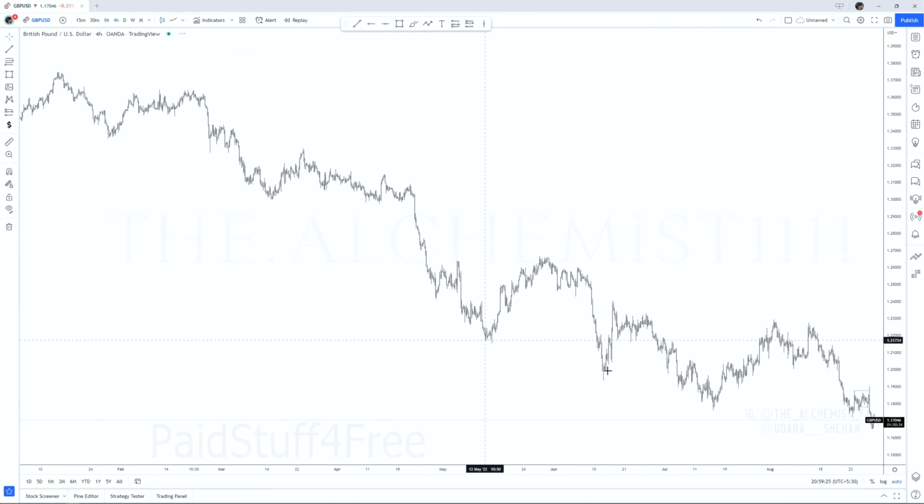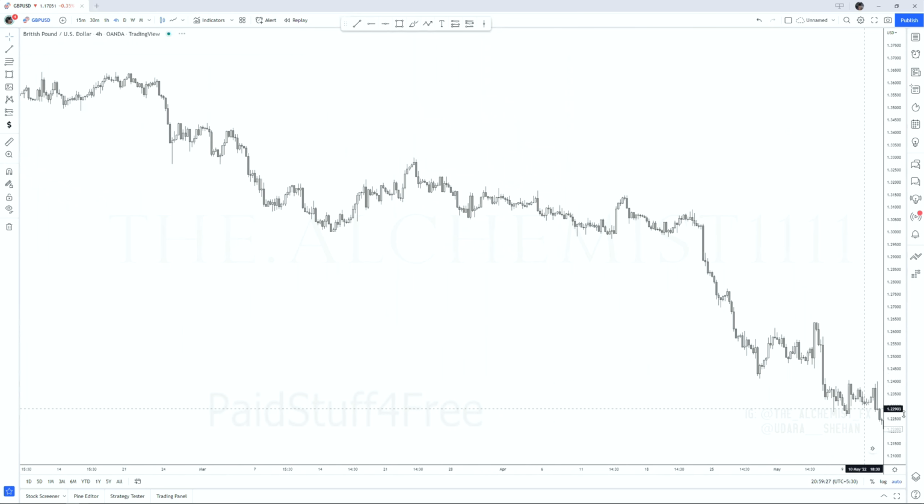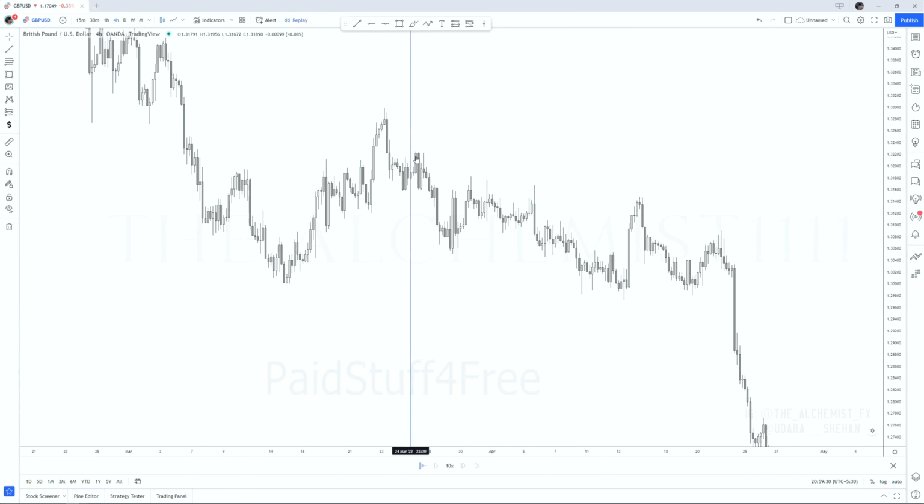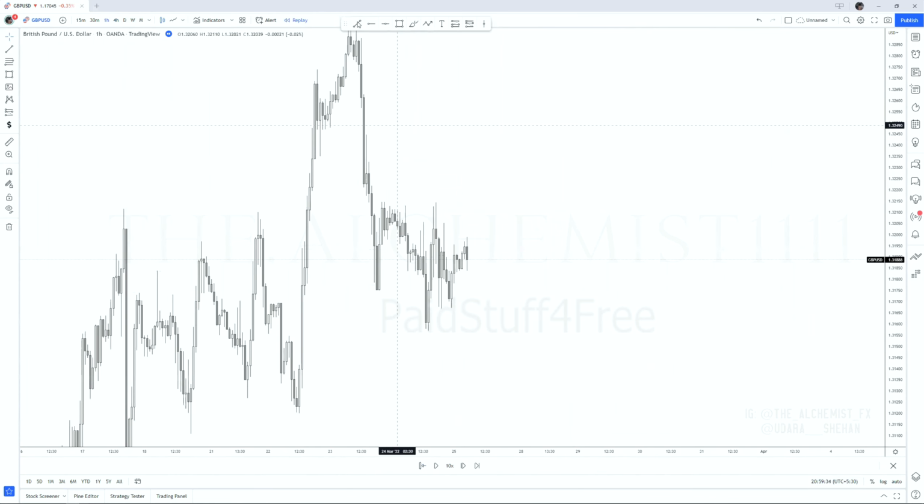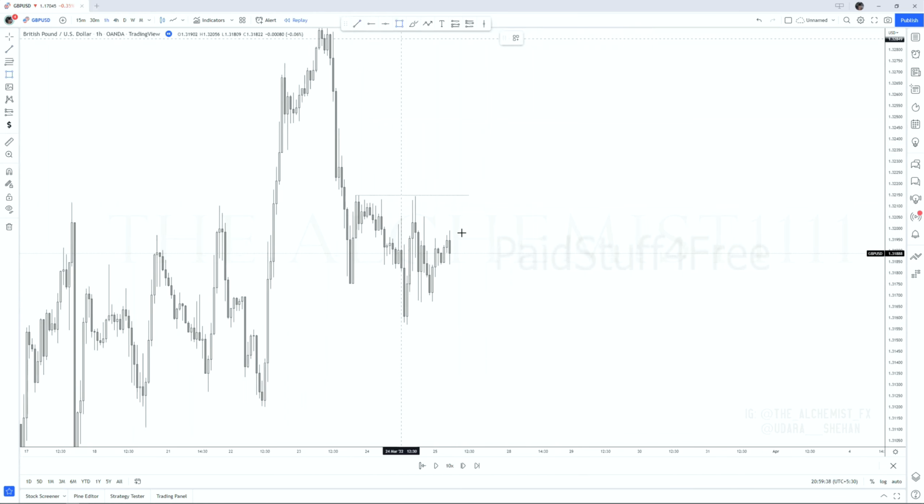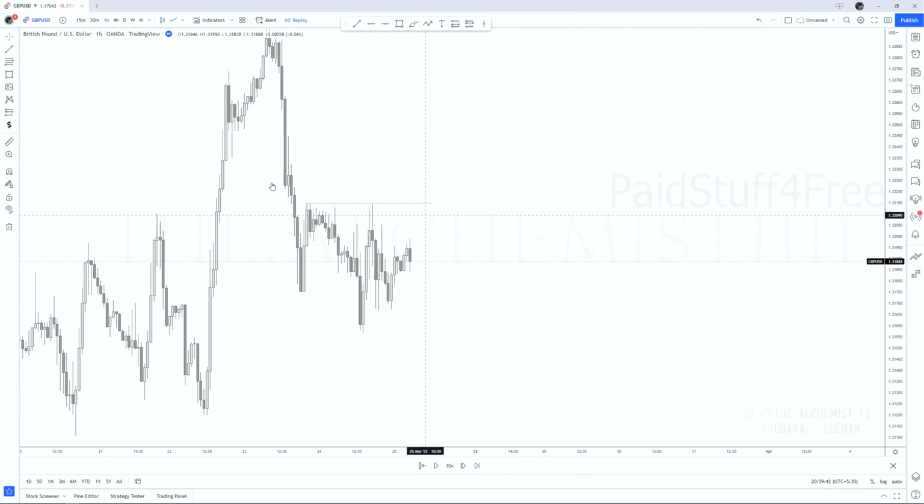Okay, so let's see. Look at this one. It's very clean. Look at this liquidity. You can see this, right? Equal highs. Are we going to go into lower time frames and then look for a POI in here and then sell it? No, right? We're going to wait for this pool of liquidity to get taken out. That is what we are waiting for.